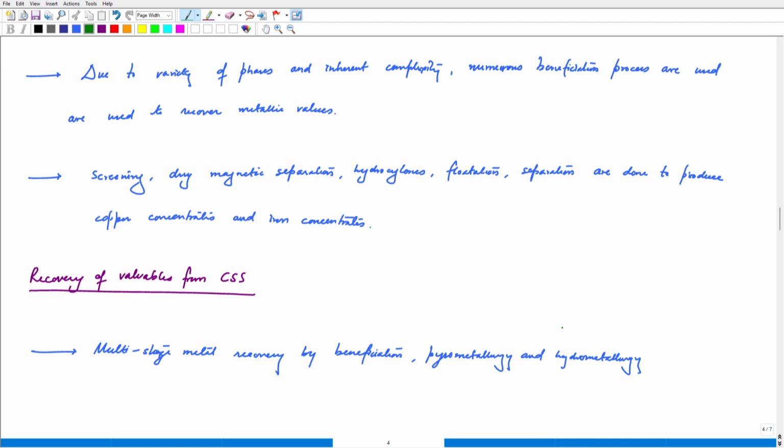Due to variety of phases and inherent complexity, numerous beneficiation processes are used. So, not just a single step, but numerous beneficiation processes, one after the other. One has to employ different beneficiation processes, screening followed by flotation, followed by, let us say, hydrocyclone or magnetic separation. These are the steps that become necessary for efficient concentration of iron and copper, and they get separated out.